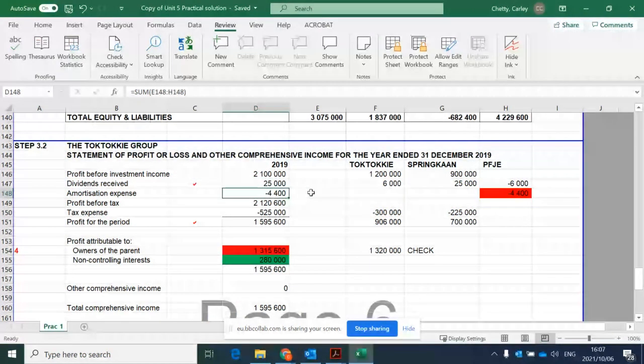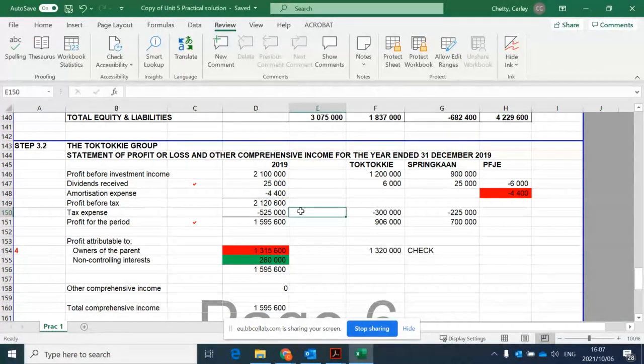Then we have our amortization expense. Because goodwill was recorded on the 1st of January and now it is the 31st of December, we have amortization for 1 year. So that is where the amortization expense comes from. And remember, we recorded those pro forma journal entries. Once we total all of that, we'll get profit before tax.